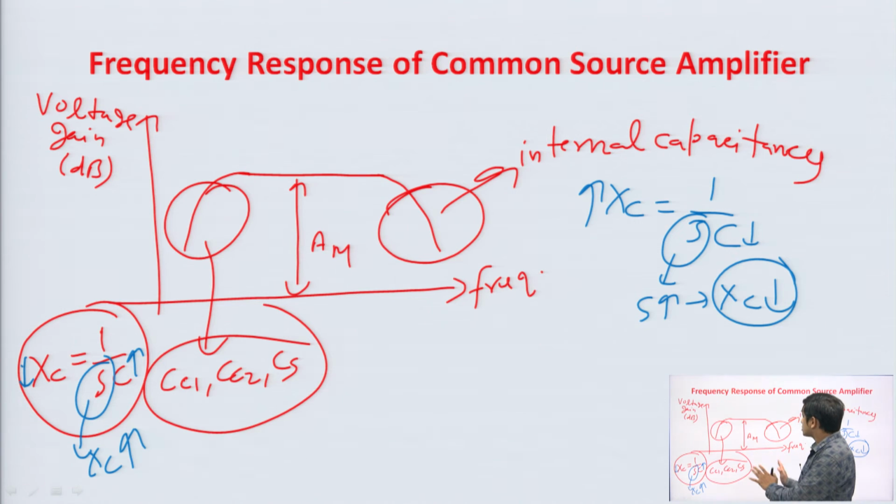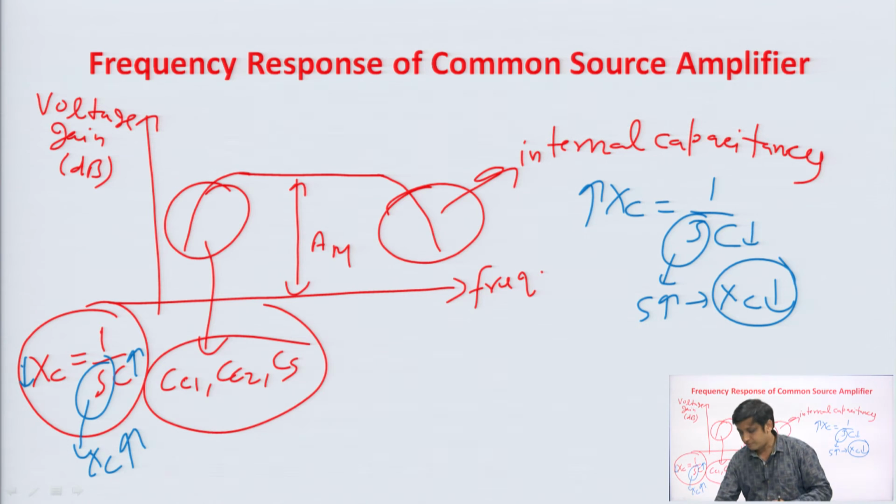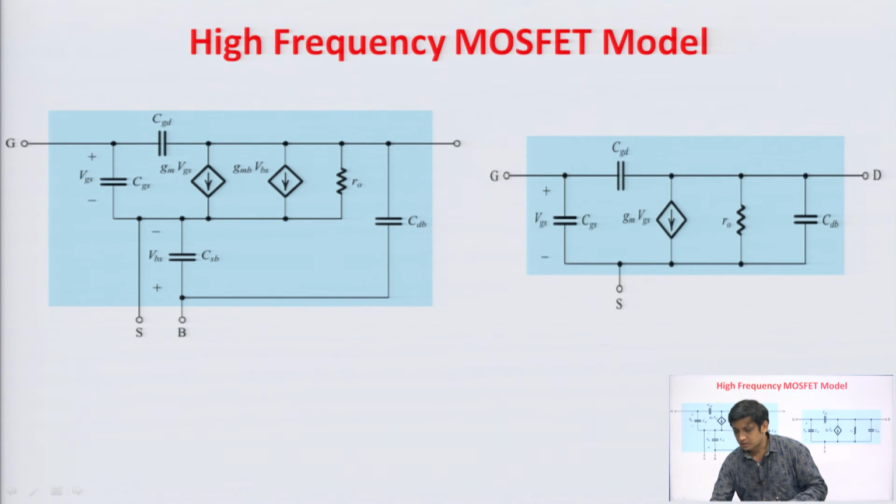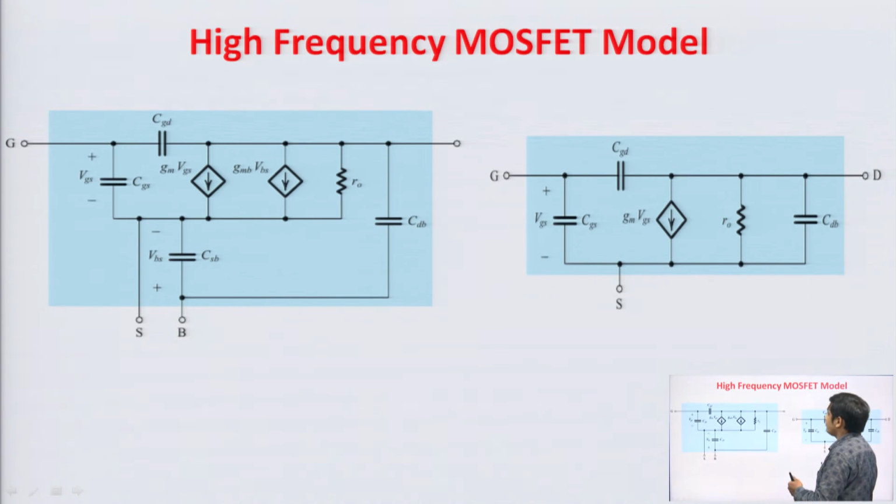This is just the introduction to the frequency response, that is the voltage gain in dB versus frequency. This is called the frequency response of the common source amplifier. Now, see, this is your high frequency MOSFET model.